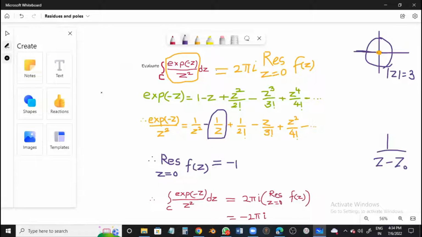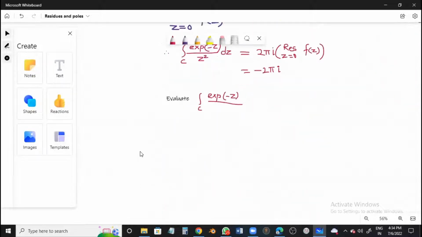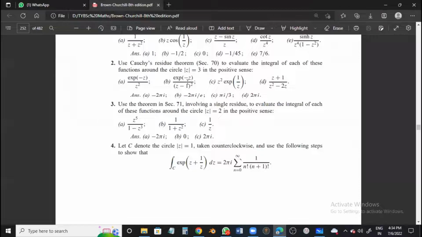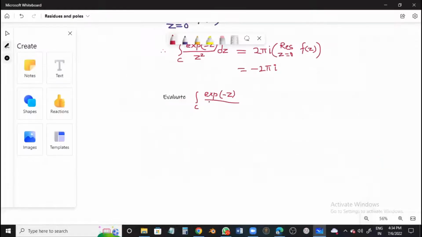Now I would like to move ahead with the second part of this question. You can read it over here. This is z minus 1 bracket square in the denominator and dz. Again, what is your C? C is mod z equal to 3.